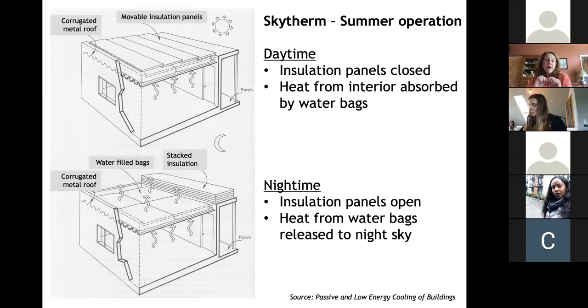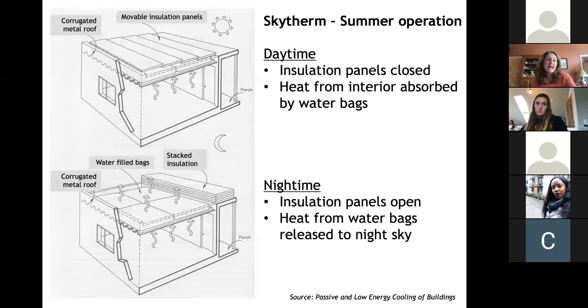And then you have a very good conductive contact between the bags on the roof and the space below. So this picture shows a corrugated metal roof below the water bags. So the same system operates differently in the day and night, and operates differently in summer and winter. So in this picture, I'm showing you the summer operation.